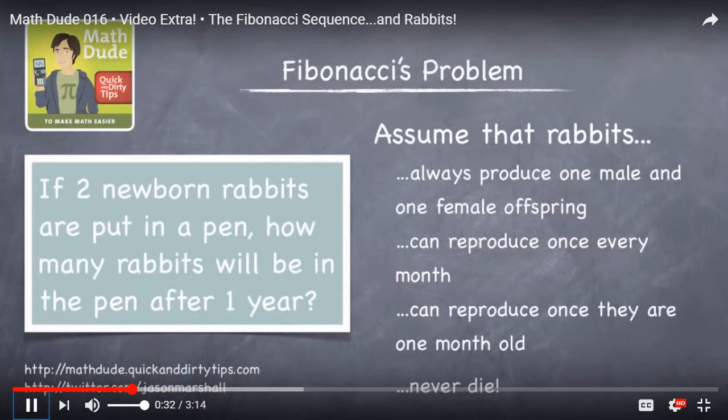So we get that this problem is ridiculous, right? Because how are you going to guarantee they always have a male and a female, they always reproduce every month, and that they never die? That's ridiculous. What's the question?